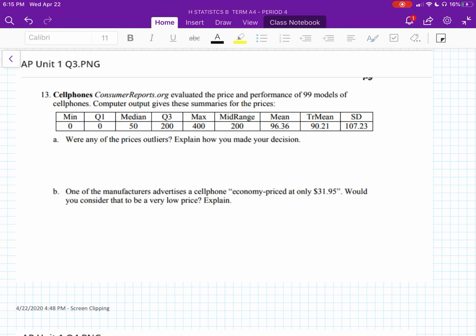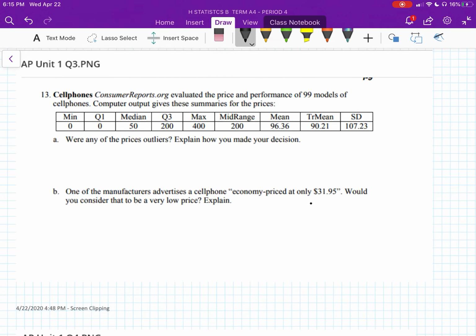Mid-range, we don't usually talk about that using those words. The mid-range is the same thing as the IQR. I have not seen that in a while, so I'm just going to put in IQR. Remember, IQR is the distance between Q1 and Q3, Q3 minus Q1. The mean is 96.3. The trimmed mean, this is also something we don't worry about too much. The trimmed mean is what we get when we cut off the highest and the lowest value. It's one way of protecting against outliers. And then the standard deviation is 107.23.